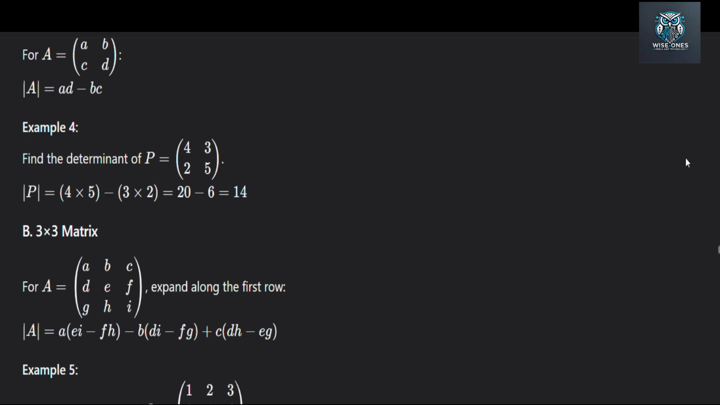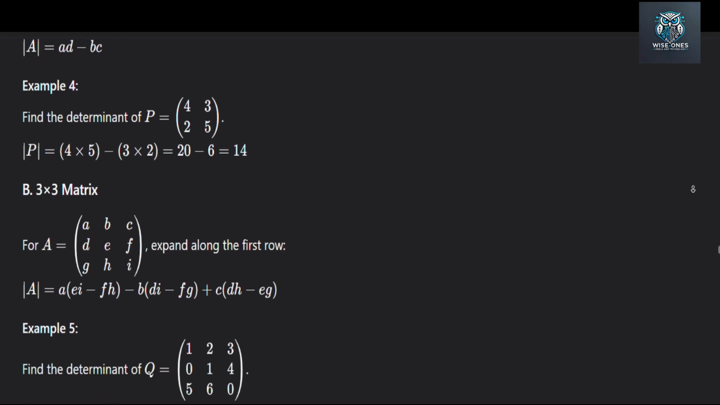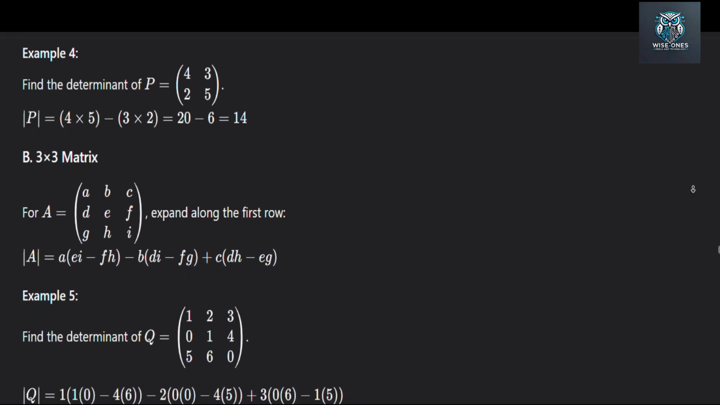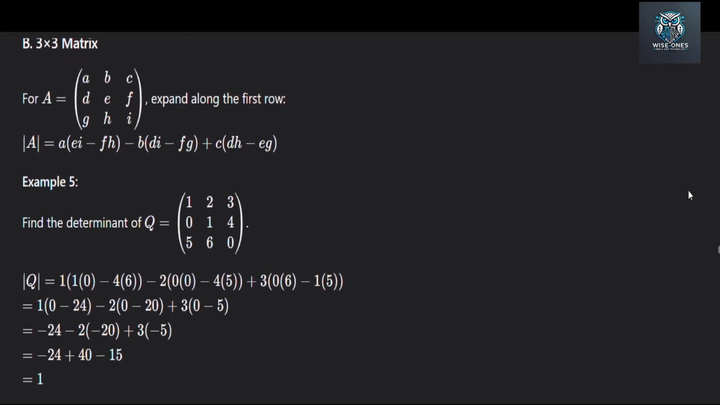Next, for a 3 by 3 matrix. This is a bit longer. We expand along the first row. If A equals a 3 by 3 matrix with elements a, b, c in the first row, the formula is a times open bracket ei minus fh close bracket minus b times open bracket di minus fg close bracket plus c times open bracket dh minus eg close bracket.